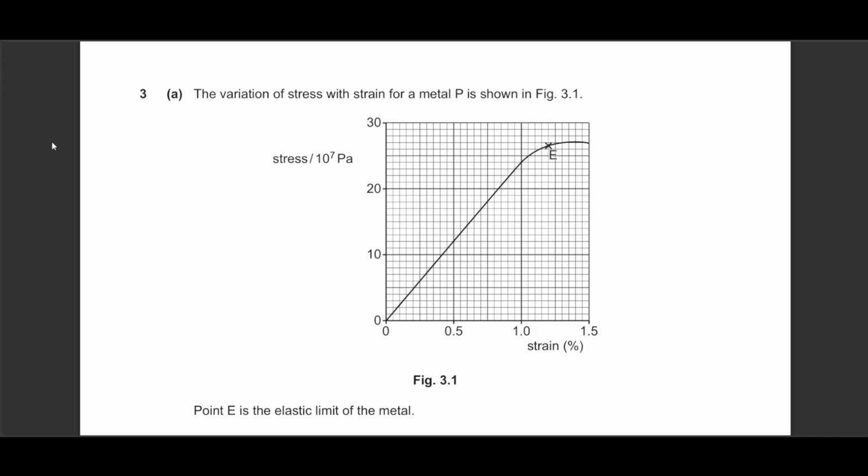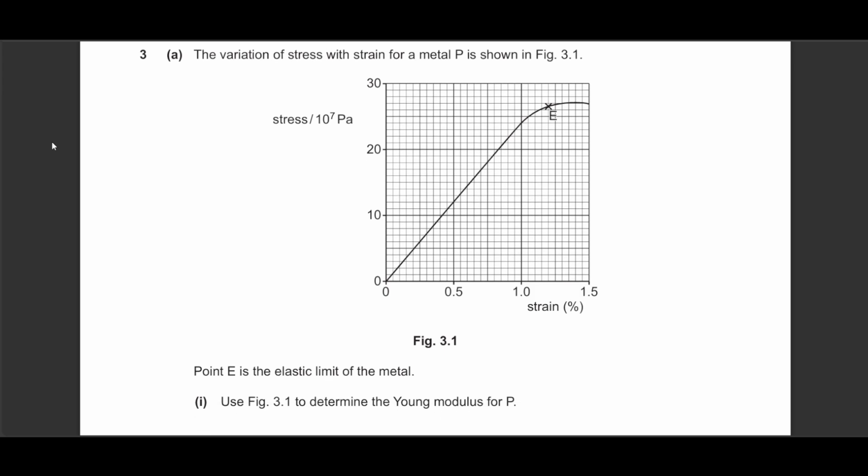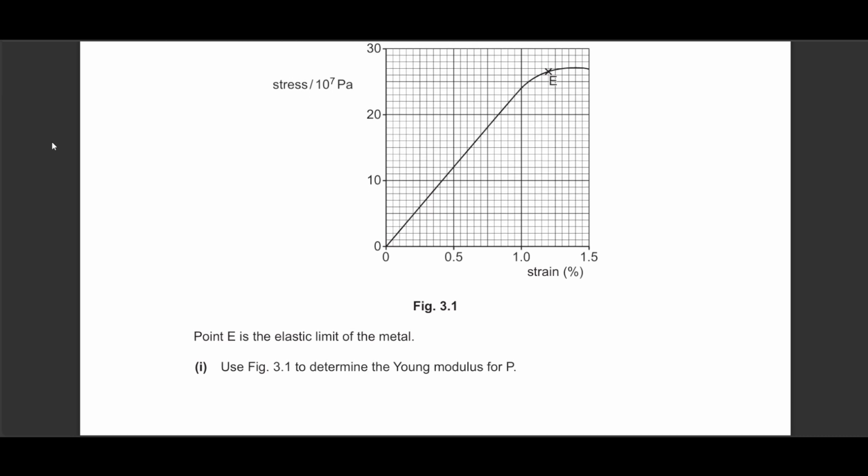Question number 3, he says stress is given to you, the variation of metal P. Okay, fine. E is, I think, the elastic limit. Yes. Elastic limit is that point up to which, if you start removing the force again, even if there is a bit of deformation, even if it starts to sway away from Hooke's law, it will still come back to its original position. So that's that.